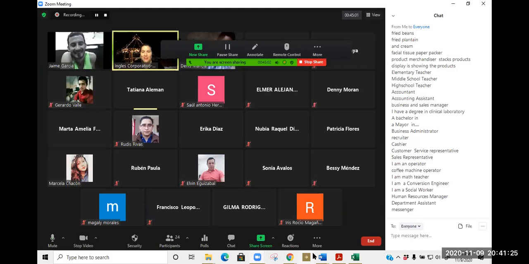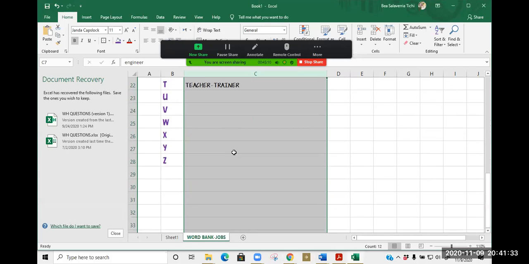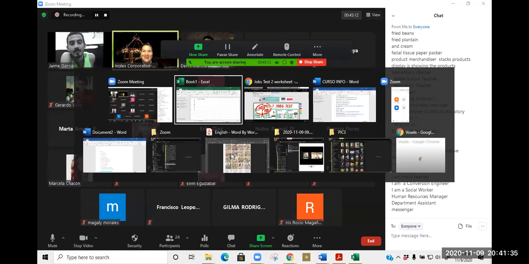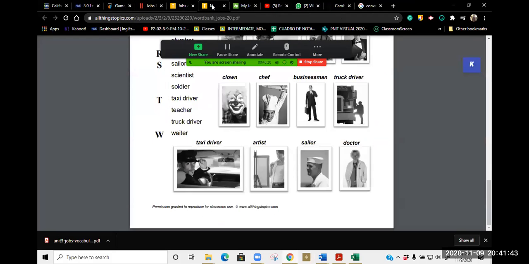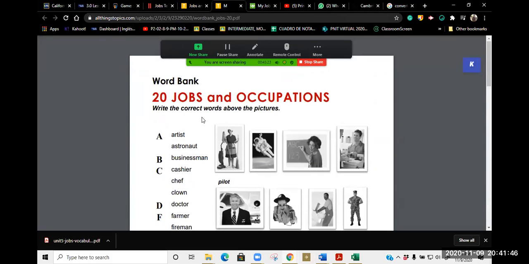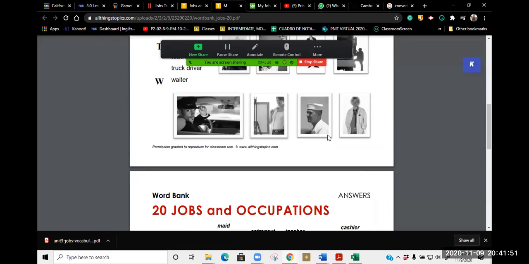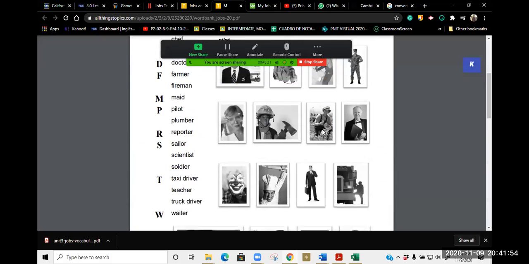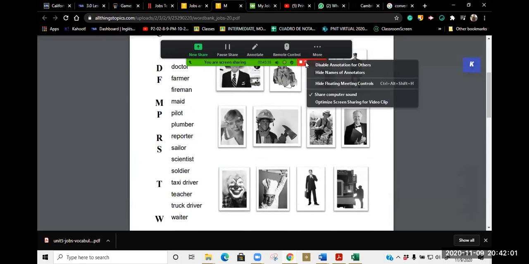Wow, many positions. Now, did you fill out your chart from A to Z with all the positions? Okay, so we did this one. Let's go with our next one. You're going to try to guess the position, but I will send you the picture and you're going to do it in groups. I'll send you the worksheet on WhatsApp.